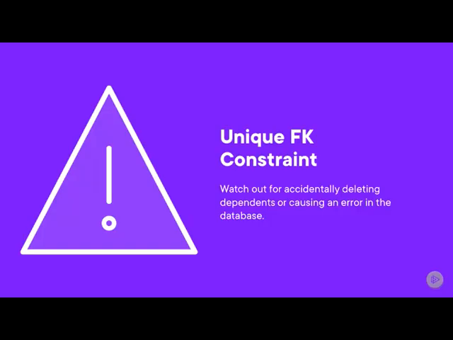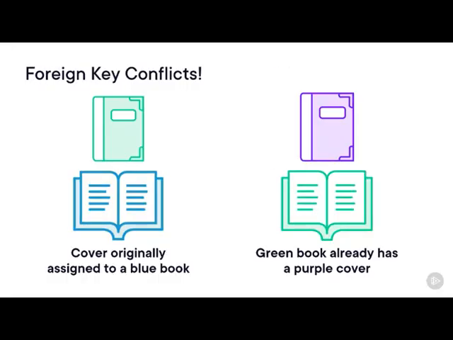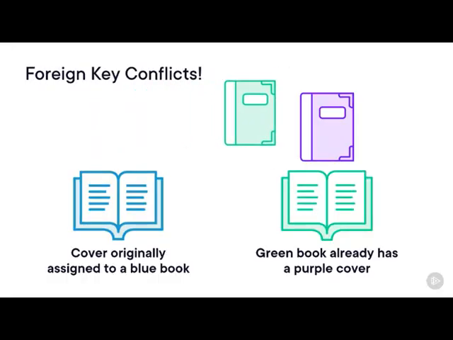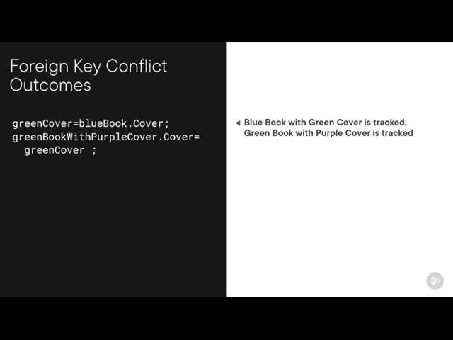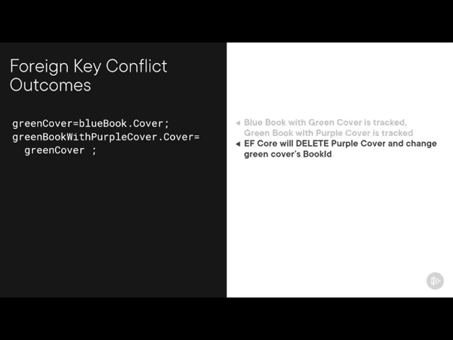But again, there are some considerations, and it might be a little easier to refer to these books as the wrong book and the right book. So if the right book already has a cover assigned, you'll run into the same problems I just showed you when adding. If everything is being tracked, then EF Core is going to delete that cover that was already attached to the right book before it can tie your target cover to it. And that might not be something you want to be surprised by.